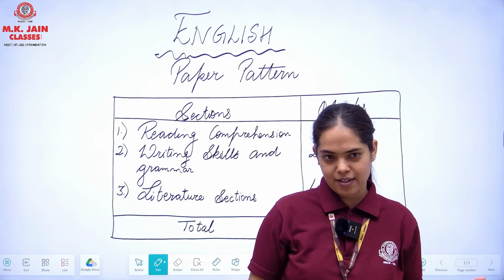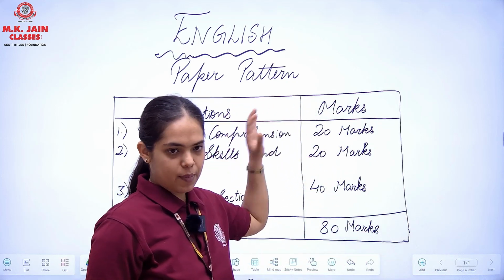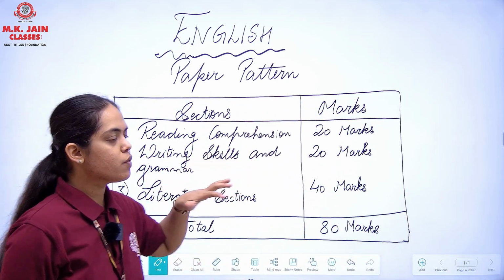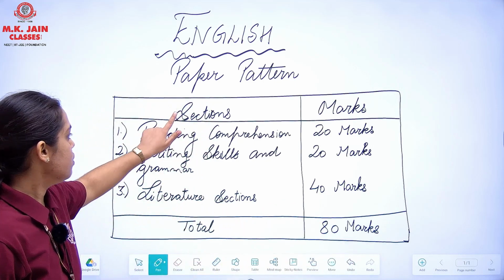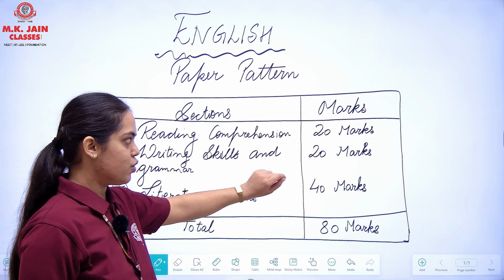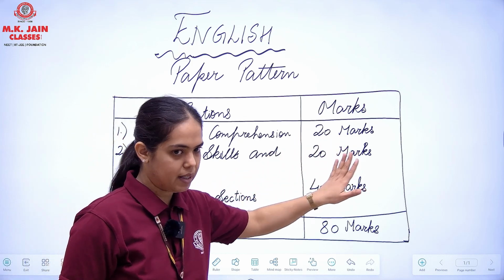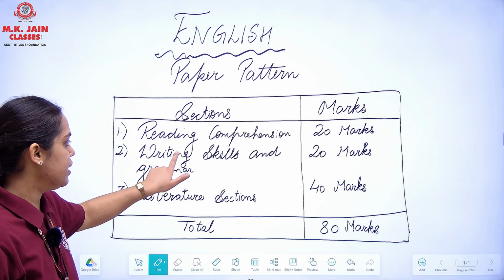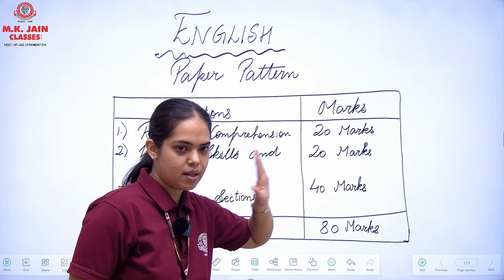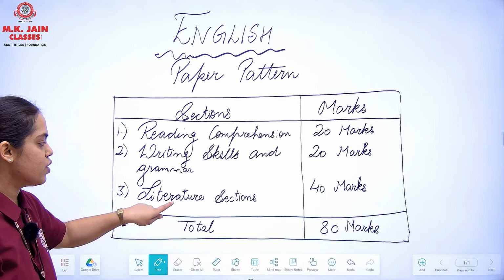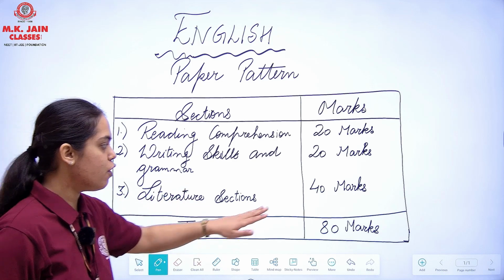So let's get started. We're discussing the paper pattern of the English examination. First of all, I will tell you the marks distribution and then we'll move further. The first section is reading comprehension, which consists of 20 marks. The next section is reading and writing skills and your grammar section, which is of 20 marks. Coming to the next section, that is your literature section. It is of 40 marks.